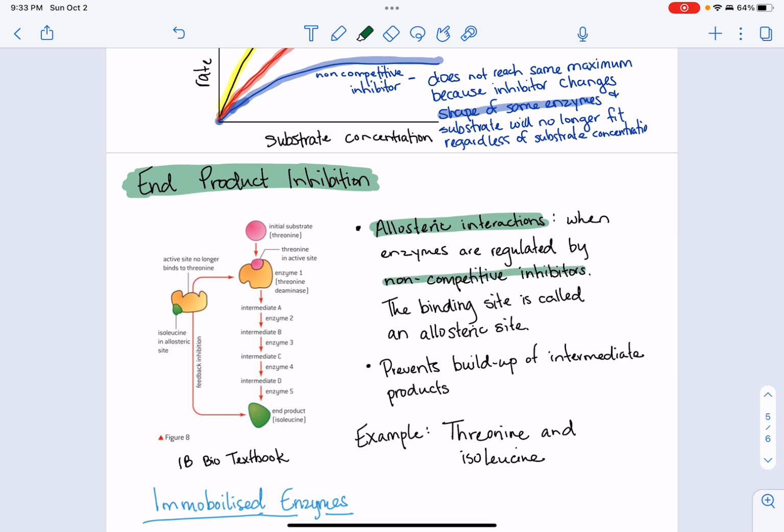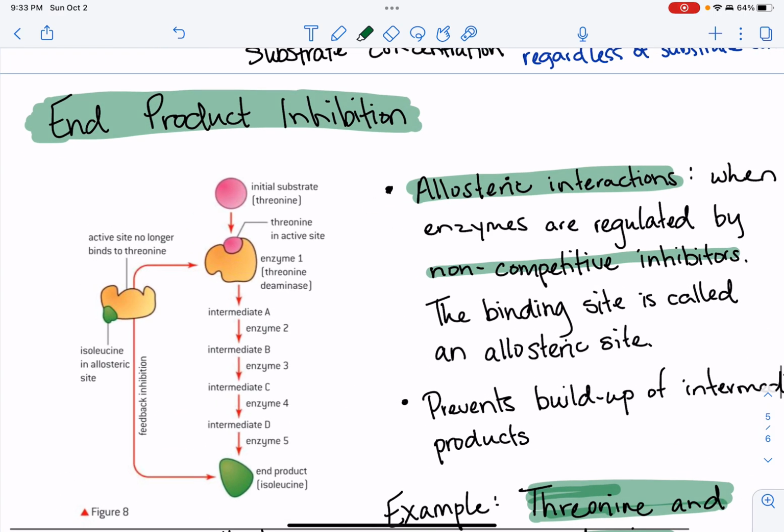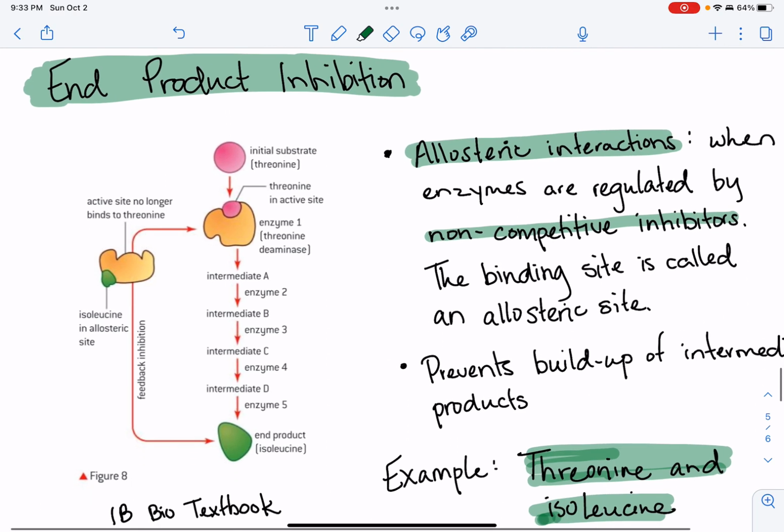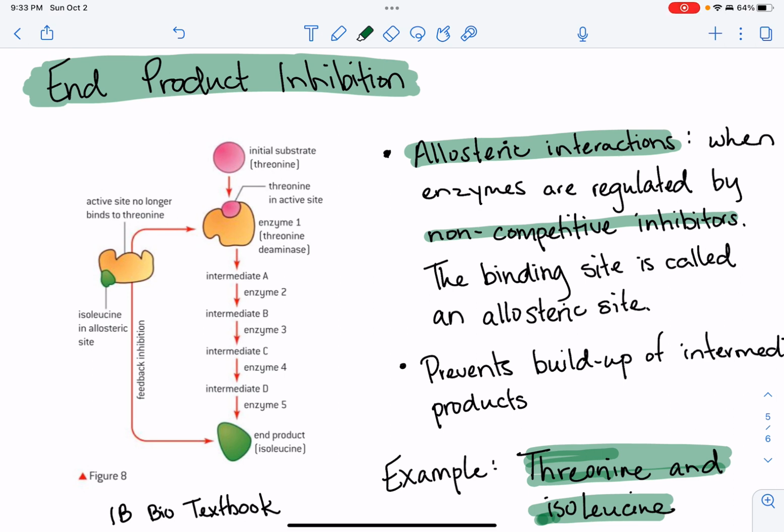Okay, so let's use this example of threonine and isoleucine. These are two amino acids, and one amino acid can be converted into the other amino acid, isoleucine. So if you look at this picture, we have the initial substrate, which is threonine, and it binds to the active site. There's some intermediates, but eventually what you're going to get is isoleucine. Okay, so threonine is converted into isoleucine.